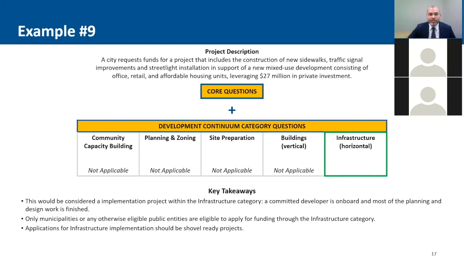In this case, there's a private developer on board and private investment has already been secured. This is a classic example of an infrastructure implementation project. The infrastructure section is also where eligible communities seeking funds for small town road improvement projects, also commonly known as STRAP projects, should apply. For these projects, public safety and dangerous road conditions will be the priority.